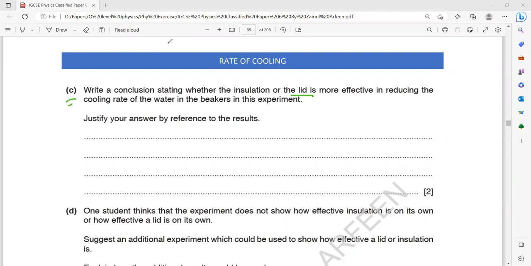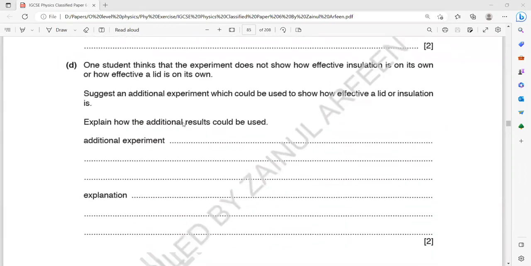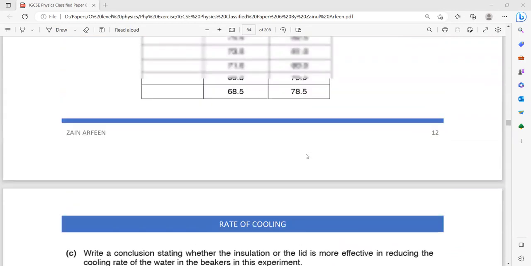Yes, sir, clear. Then, one student thinks that the experiment does not show how effective insulation is on its own, or how effective a lid is on its own. In this experiment, we are not sure whether only insulation is a factor here or whether the lid is a factor. It suggests an additional experiment which could be used to show how effective a lid or insulation is, and to explain how the additional result could be used.